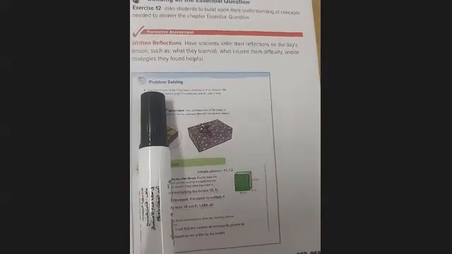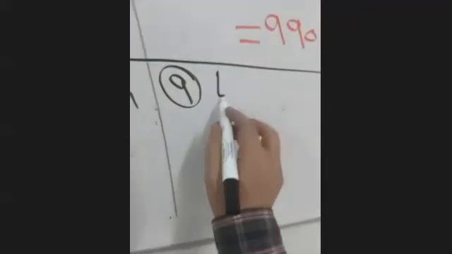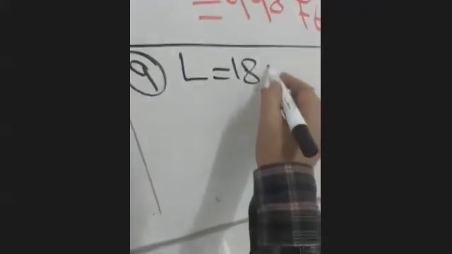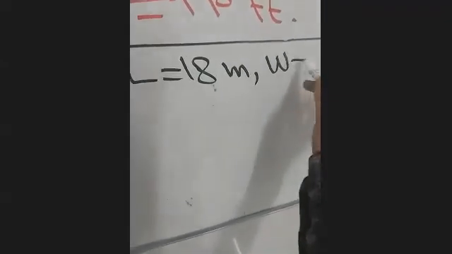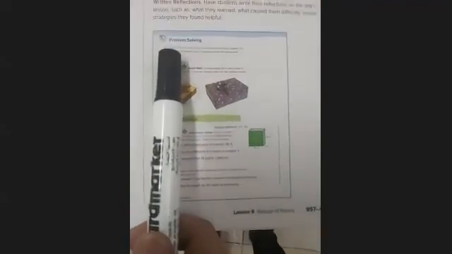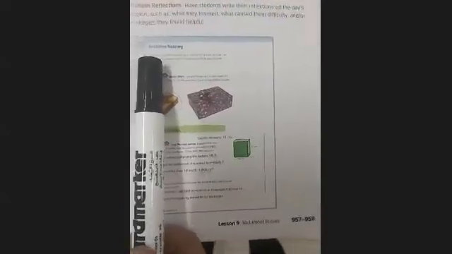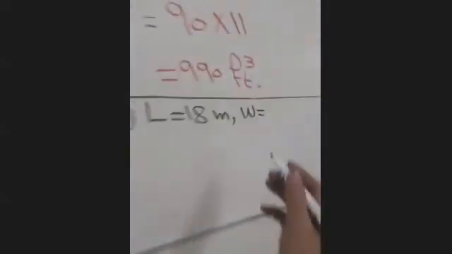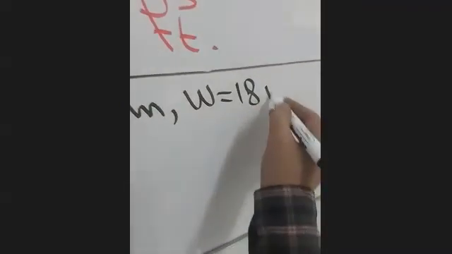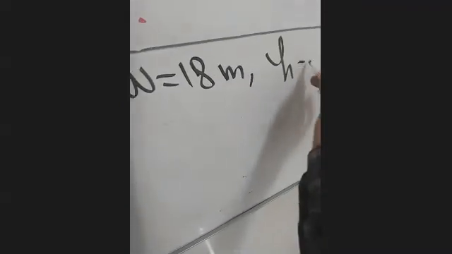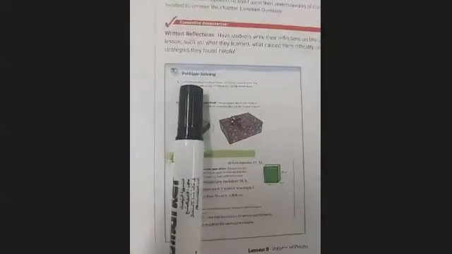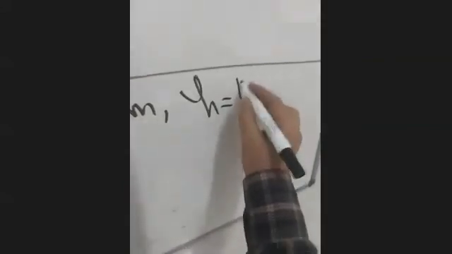So here the length is given, 18. So here, guys, the length is 18 meters. The width is, they said 18 meters wide, the last one. So also 18. The height is 17 meters tall. Tall means the height, 17 meters.